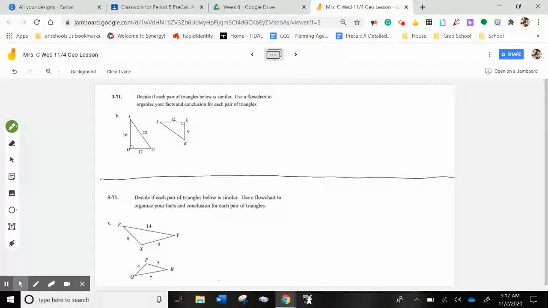So it's the same directions, using a flowchart to show what we have. So in number 7, notice there that I have a right angle that's shown this time. So angle L is equal to angle H because they are both equal to 90 degrees.